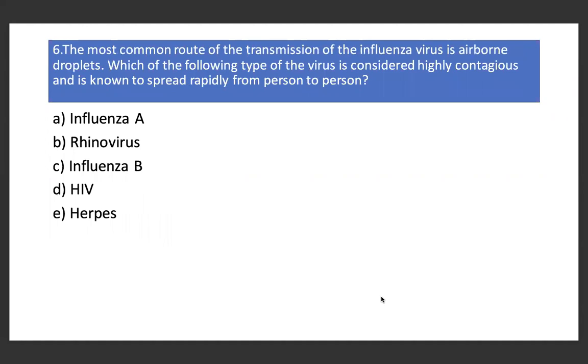Question number six. The most common route of transmission of the influenza virus is airborne droplet. Which of the following types of virus is considered highly contagious and is known to spread rapidly from person to person? Options are A, influenza A, B is rhinovirus, C is influenza B, D is HIV, E is herpes. The correct answer is option A.